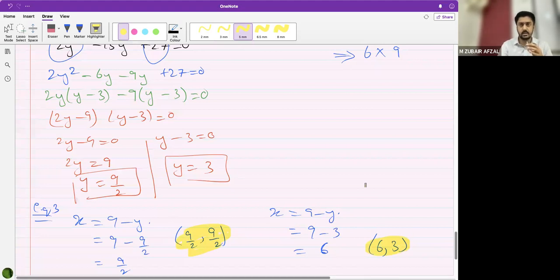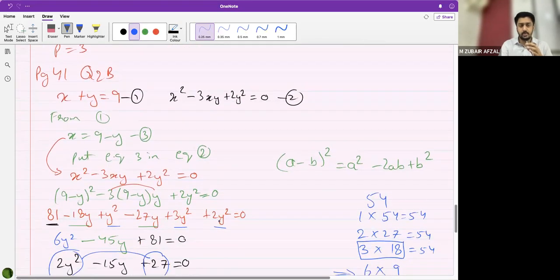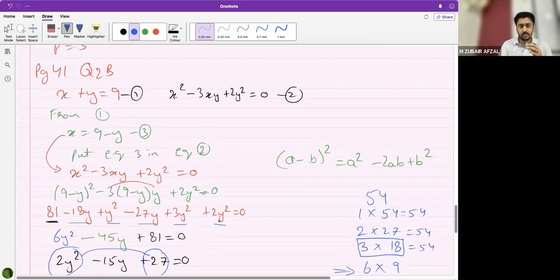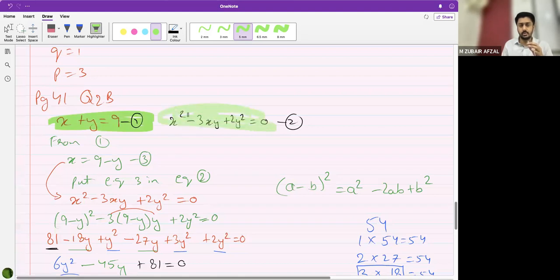Now there's another thing you can check in exam, and you must check if these answers are correct or not. The question is complete, but we can see if you've done it in the correct way or not. Use your calculator and plug in the values in these two equations. If we choose 9 by 2, 9 by 2 in equation 1, x is 9 by 2, y is 9 by 2 is equals to 9. So 9 equals 9. First one is correct.